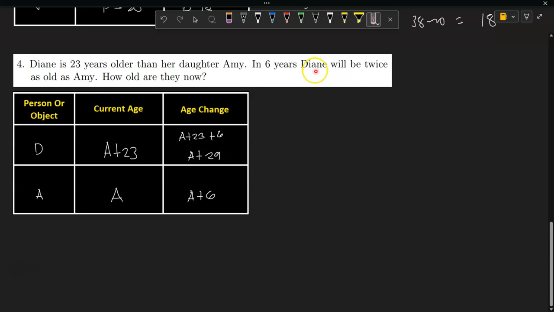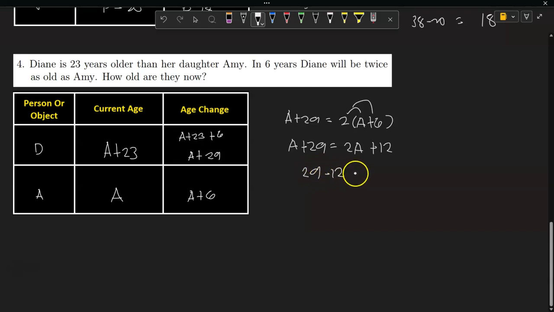So what happens in 6 years? It says here that Diane will be twice as old as Amy. So we're going to write that A plus 29 equals, again, twice as old as Amy, which is A plus 6. Simplify, we have A plus 29 equals 2A plus 12. And then combine like terms, we're going to get 29 minus 12 equals 2A minus A. What's 29 minus 12? That is 17 equals 2A minus A, that's A.